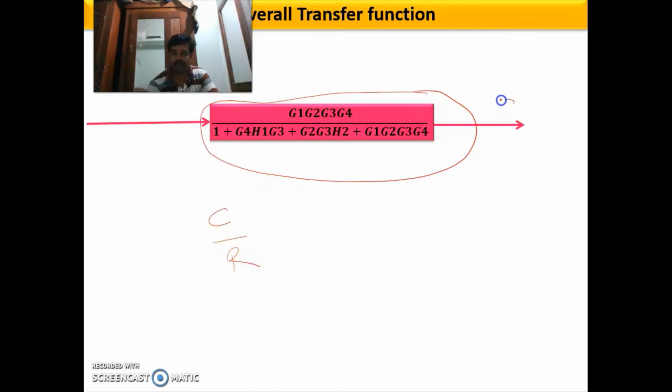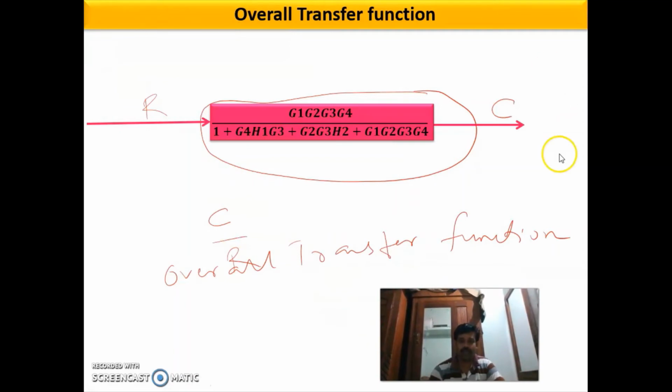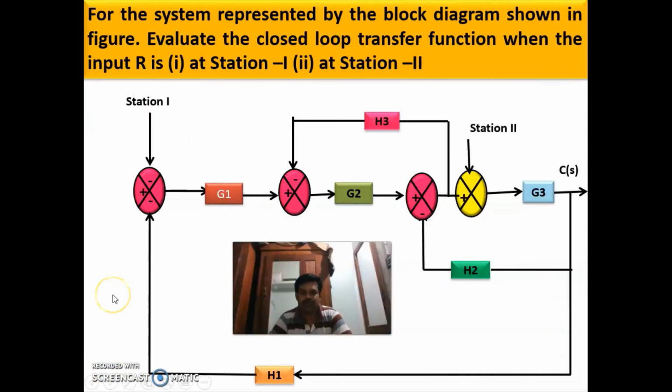This is your output C and this is R. This is the overall transfer function. So by reducing the block diagram, we have found the overall transfer function. So we are going to see the next problem.